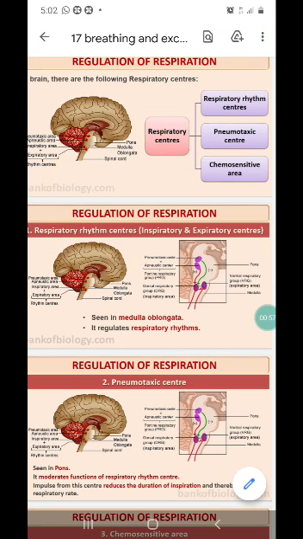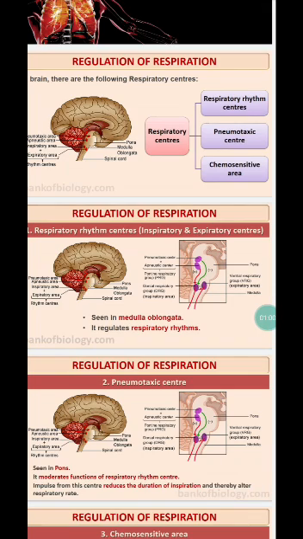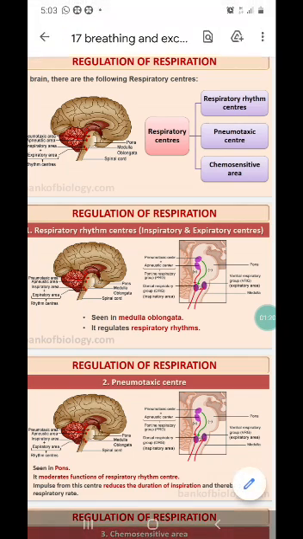So what are these respiratory centers? They are the respiratory rhythm centers, pneumotaxic center, and chemosensitive areas. The first one is the respiratory rhythm centers, which are the inspiratory and expiratory centers. They are seen in the medulla oblongata, and they help in regulating the rhythm, the breathing rate, an increase or decrease in the rate of breathing. That is controlled by these respiratory centers, and it is present in the medulla oblongata of the brain.